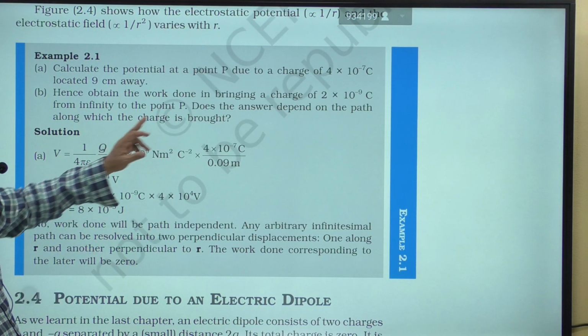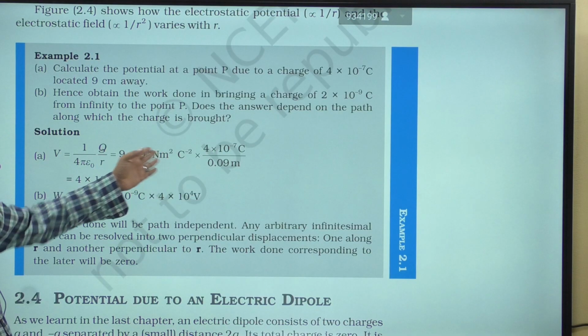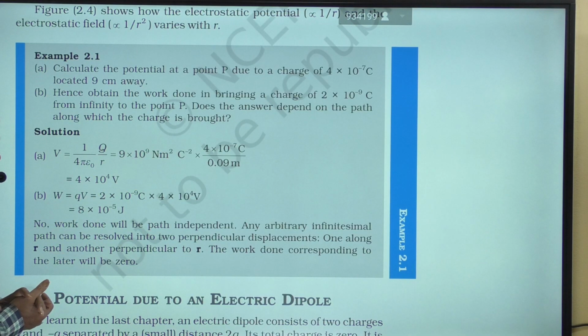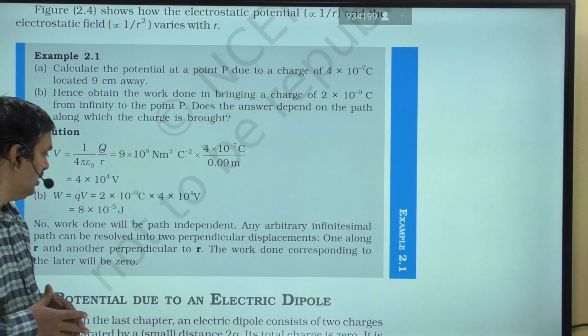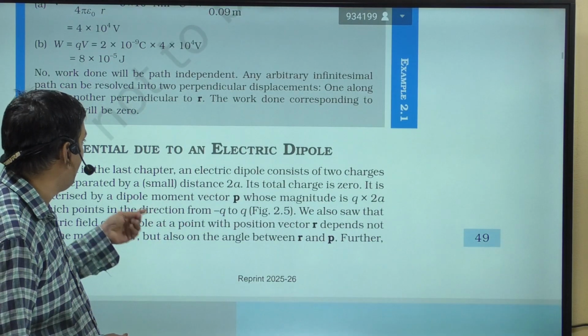Now we are given a charge of 2 into 10 power minus 9, 2 nanocoulombs, multiplied by V. Just now we got V as 4 into 10 power 4 volts. So it is 8 into 10 power minus 5 joules. This is how we can calculate the work as and when required from potential.